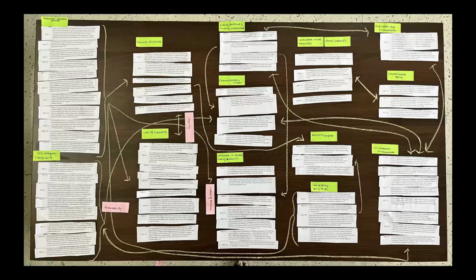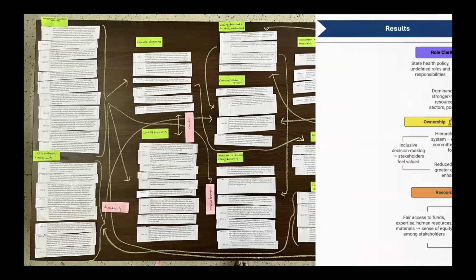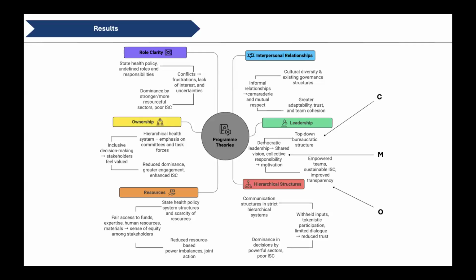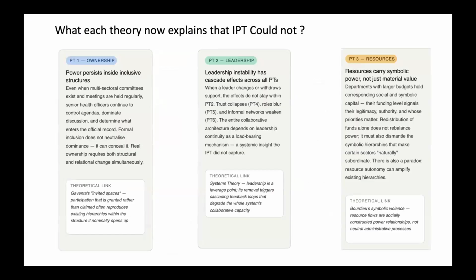This is how rough and messy it looks, where I actually cut all my CMOCs, all 63 CMOCs, and put them across and organized them into different program theories and demi-regularities. Like that, I have revised all my program theories. I had a total of 6 program theories. One is interpersonal relationship. Second is leadership, hierarchy, resources, ownership, and role clarity. Each had its own context, its own mechanism, and its own outcome.